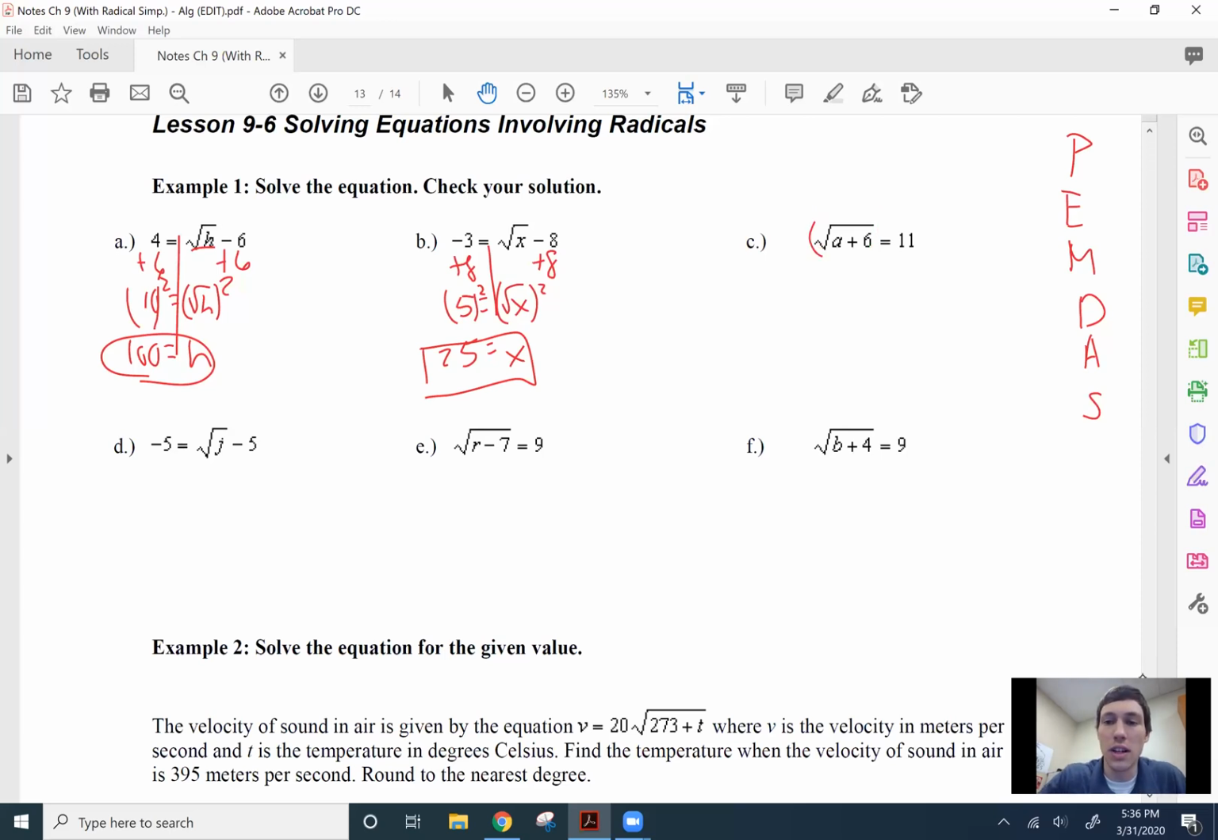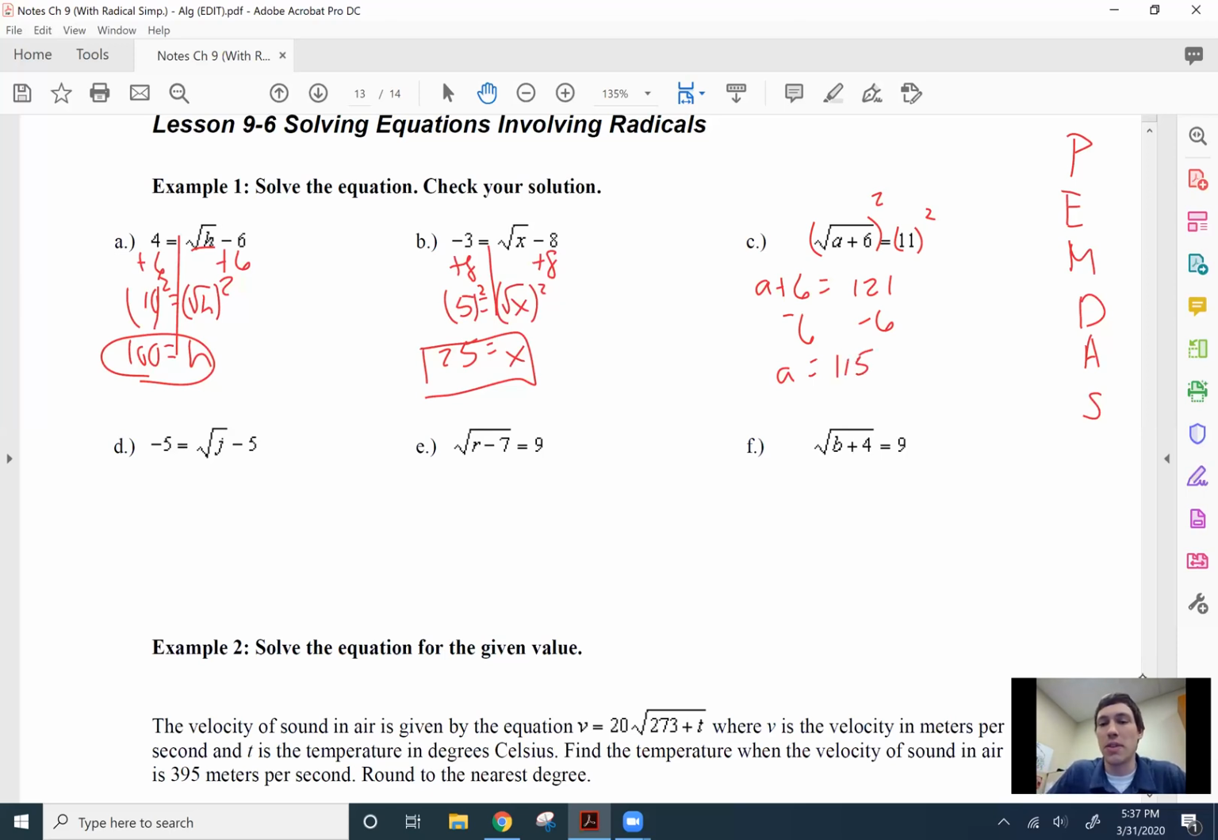So it's being square rooted. The opposite of square rooting is squaring. So I gotta square it. What I do to one side, I gotta do to the other. So when I square root a square, I just get a plus 6 equals 11 squared, which is 121. Now I subtract 6 because it's being added. I get a equals 115.